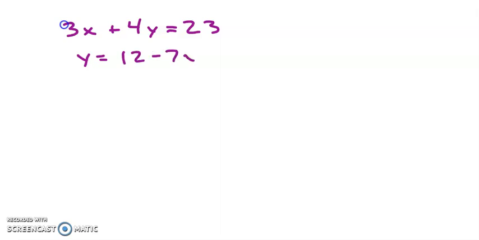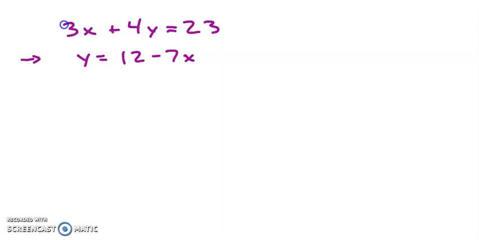In this video, we're going to look at a couple examples of how to solve a system of equations by the substitution method. So our first example, we're going to have 3x plus 4y equals 23. And our second equation is going to be y equals 12 minus 7x. So this system is already set up for us to do substitution. Remember that we want one of our two equations to be set up as x equals or y equals. We have that with our second equation here.